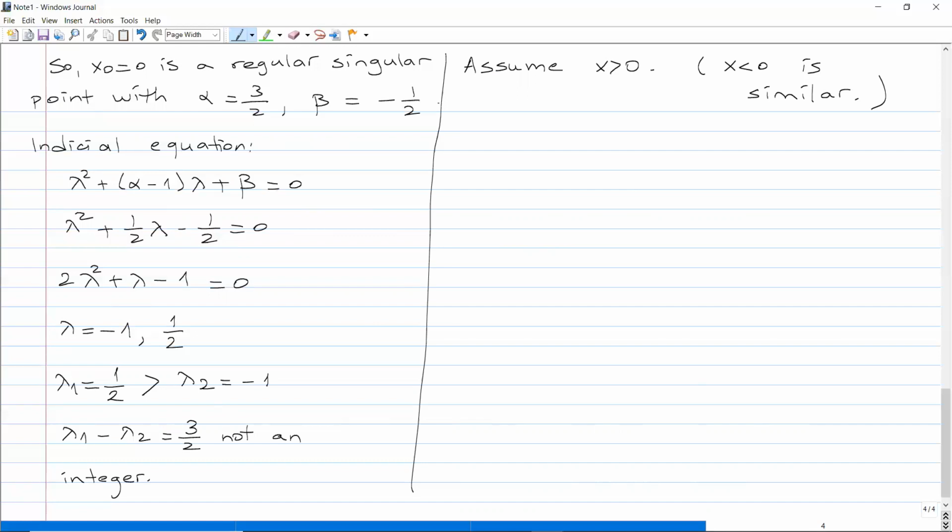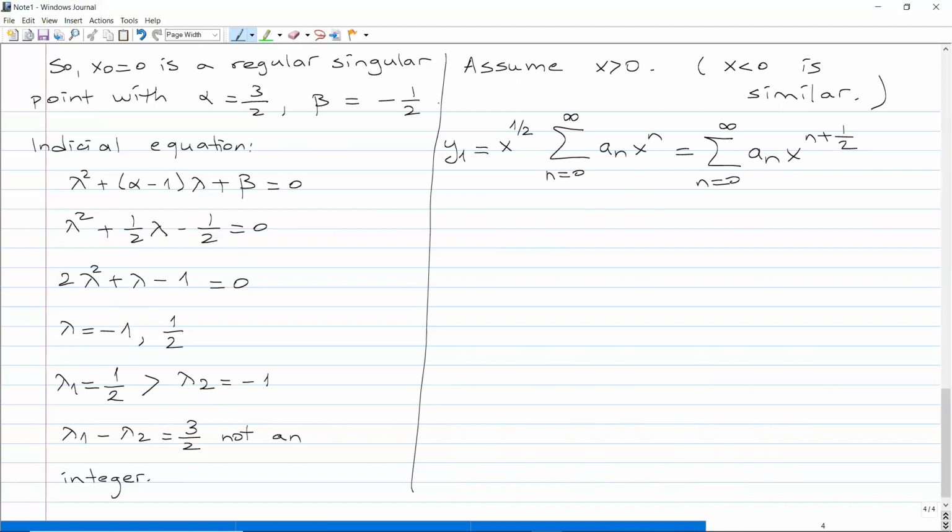So let's say we are looking at a solution on the interval x greater than 0. Okay, so the first solution y1, x is positive, so I take x to the power lambda 1. And what is lambda 1? It is 1/2, times the power series, sum over n from 0 to infinity of an x to the n, plus 1/2. So to find this power series, we take the derivatives and substitute into the original equation.